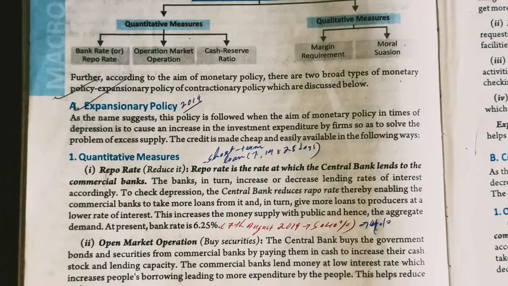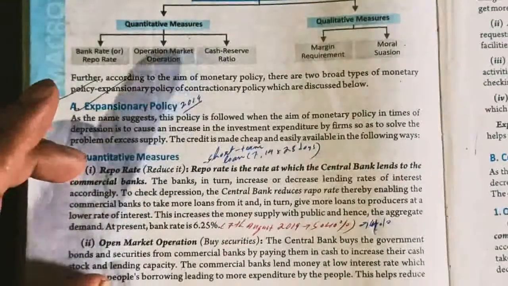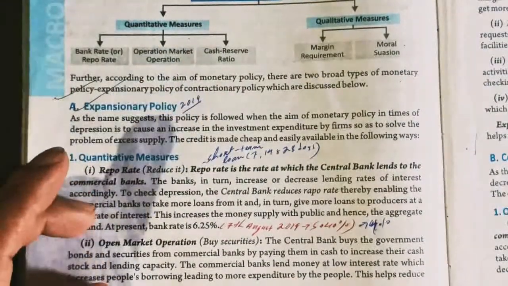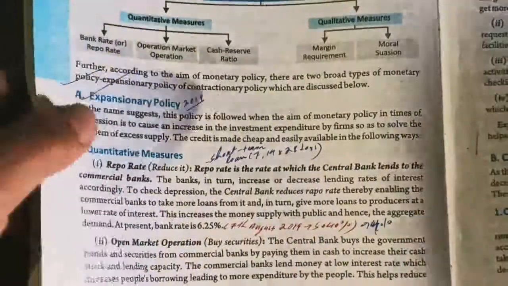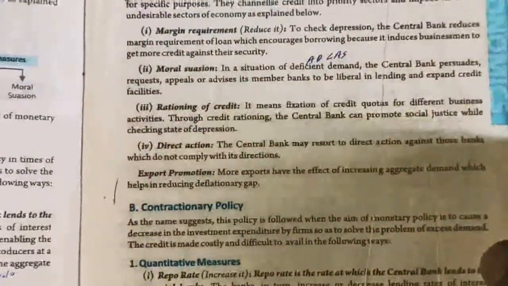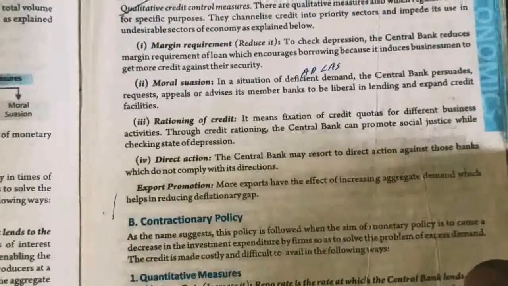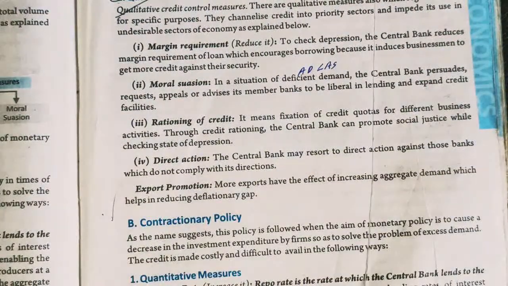When we say expansionary, it means to increase aggregate demand in order to solve the problem of excess supply. It is further divided into quantitative and qualitative measures. Under quantitative, we discuss repo rate, open market operation, cash reserve ratio, which means to reduce all those, repo rate, open market operation, cash reserve ratio, to increase aggregate demand, isn't it? Now coming to qualitative, we have margin requirement, moral suasion, rationing of credit, and direct action given by the central bank to the commercial banks in order to maintain our economy in equilibrium or stability.